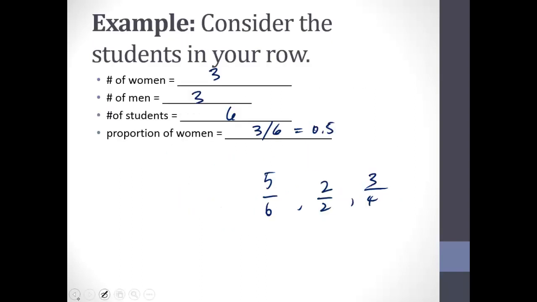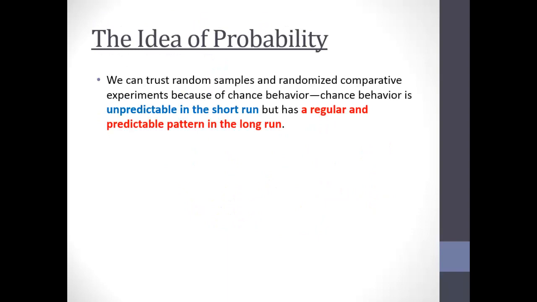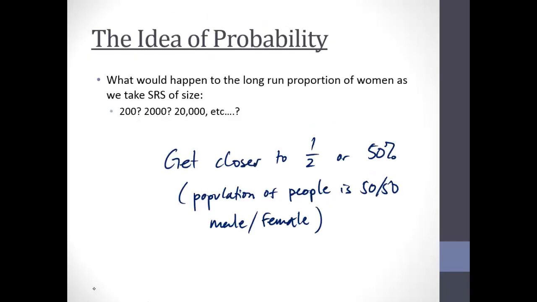And so this is what I mean by going back 2 slides here. Thinking about the proportion of women in your row is kind of a random thing, right? In just your own particular rows, when there's 2, 3, 4, 5, 6 people, it's unpredictable what the proportion of women will be in your row. But in the long run, as my sample gets bigger and bigger, I have a predictable pattern going on there. So about 50% of the people would be women. That's what I mean by unpredictable in the short term, but predictable in the long term, as your sample gets bigger.